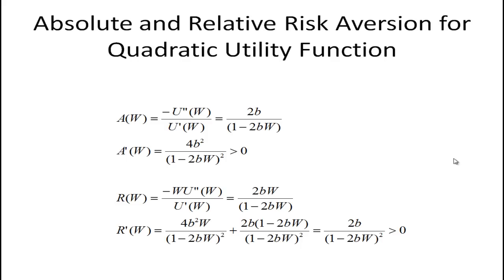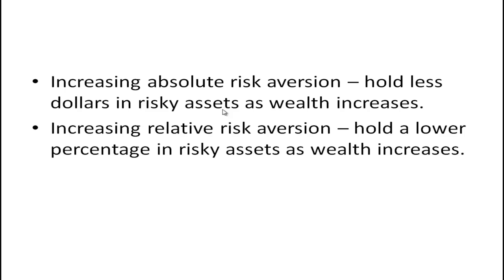So this is going to exhibit increasing absolute risk aversion. Likewise, we can come up with the relative risk aversion, W times the second derivative divided by the first derivative. And if we work through that, we get that this is positive. So this person exhibits increasing relative risk aversion. So this does not seem very realistic of how people would behave. Okay? It doesn't seem likely that people would hold fewer dollars in risky assets as wealth increases, and that they would also hold a lower percentage of risky assets as wealth increases.